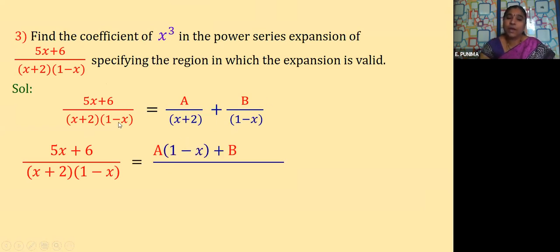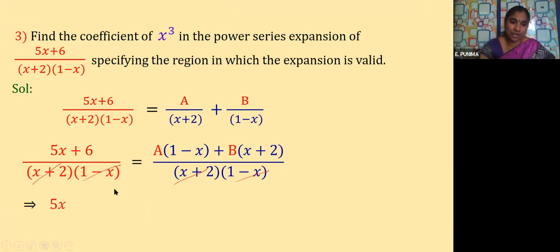Okay. So here we are taking the LCM. This you already know, children. Many sums we did. 5x plus 6 by x plus 2 into 1 minus x is equal to a into 1 minus x plus b into x plus 2 by x plus 2 into 1 minus x. Again the same thing: x plus 2 and x plus 2 on both sides cancel, 1 minus x and 1 minus x cancel on both sides. Then the numerators are left.